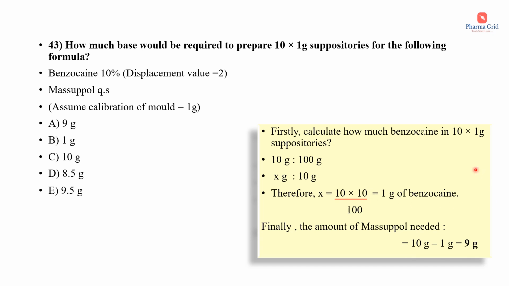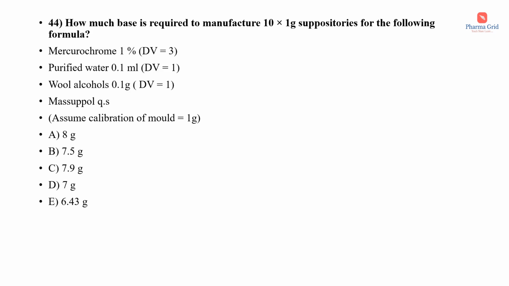So we got the amount of drug present in the suppository. Finally, how will we calculate the weight of the base? The amount of Massupol or the base needed will be equal to 10 gram minus 1 gram. What is 10? 10 is the weight of the suppository. So weight of the suppository minus weight of the drug, we will get the weight or the amount of the base required. So that is equal to 9 gram. Here the correct answer is option A, that is 9 gram is the base required to prepare 10 into 1 gram suppositories.